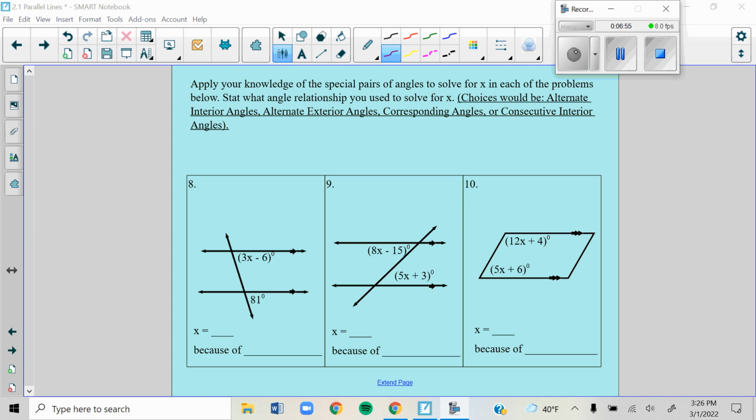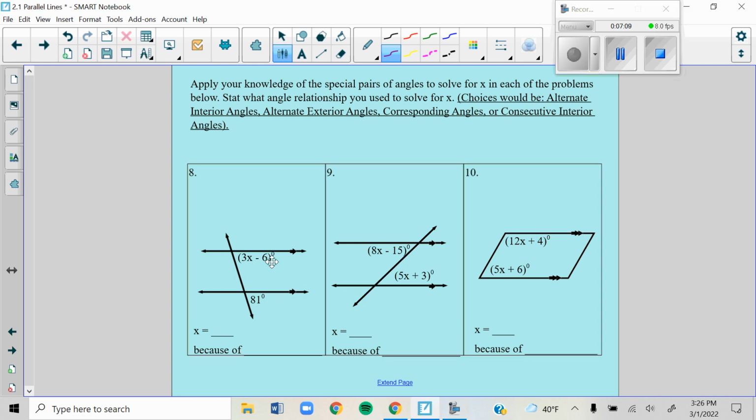All right, so we have 3 more of them here. So if we look at problem 8, I see that 1 is on the inside and 1 is on the outside of my parallel lines. So it's not going to be interior or exterior angles. So really that leaves us with corresponding angles. And if I pick this line up, this is going to line up exactly here. So these are corresponding angles.